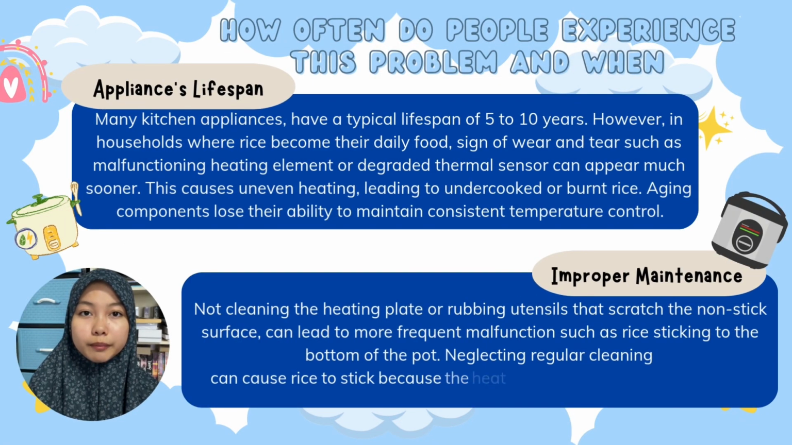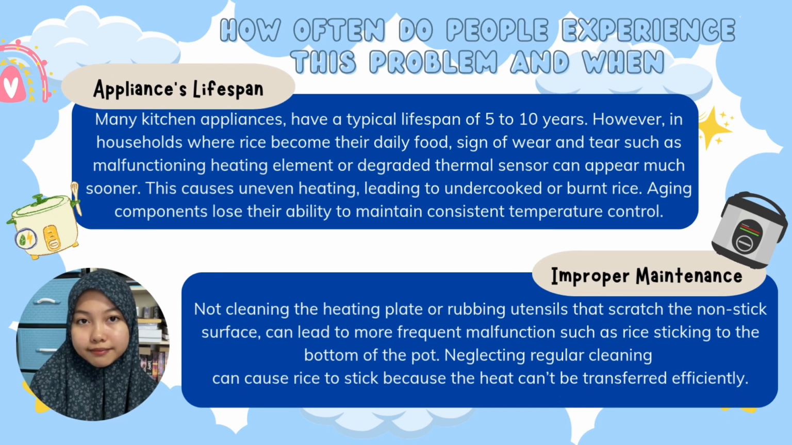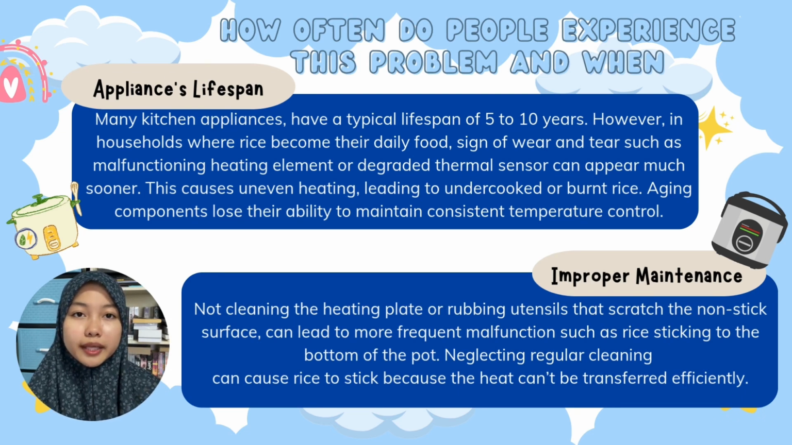How often do people experience this problem and when? First, appliance lifespan. Many kitchen appliances have a typical lifespan of 5 to 10 years. However, in households where rice is the daily food, signs of wear and tear such as malfunctioning heating elements or degraded thermal sensors can appear much sooner. This causes uneven heating, leading to undercooked or burnt rice. Aging components lose their ability to maintain consistent temperature control.